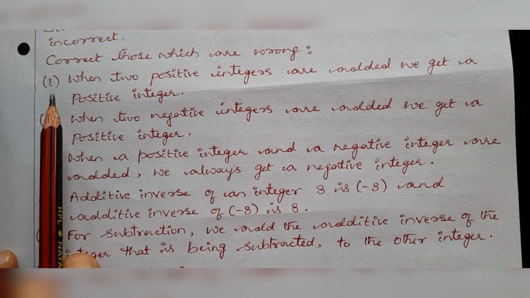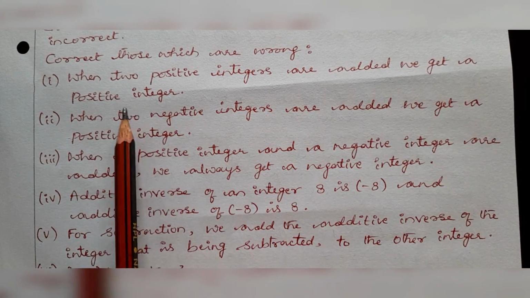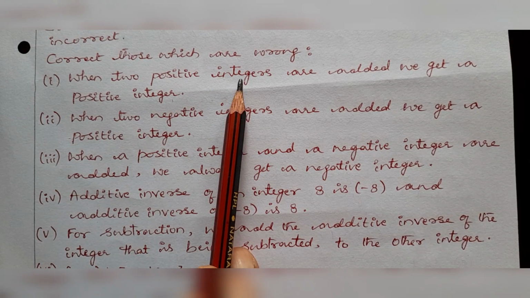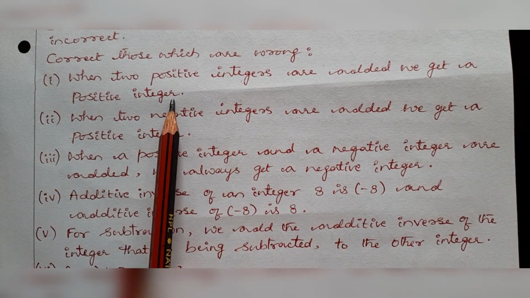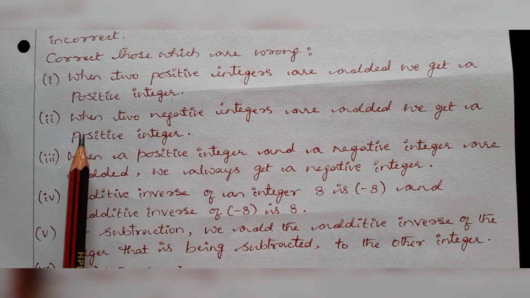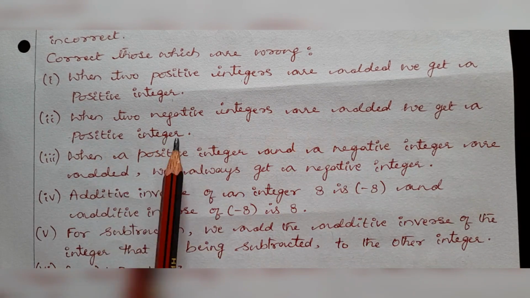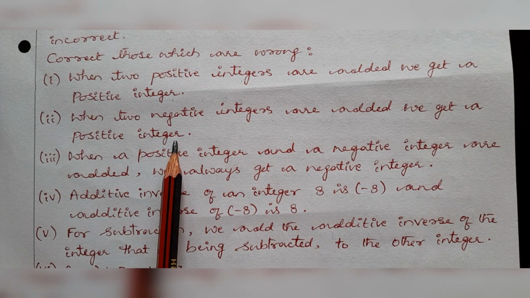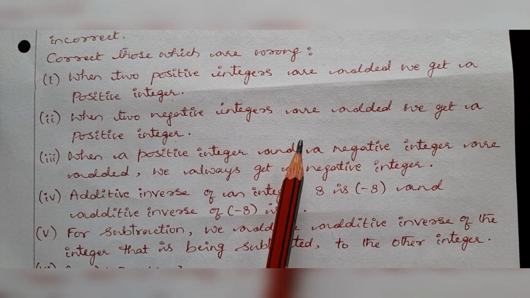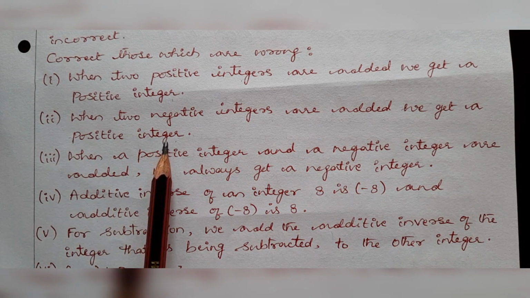First statement: when two positive integers are added, we get a positive integer. So, two positive integers na add maadidre namge positive integer varutte. Yes, this statement is correct. When two negative integers are added, we get a positive integer. No, it's wrong. Eradu negative integers na add maadidre, so now add maadthivi, but negative integer varutte.